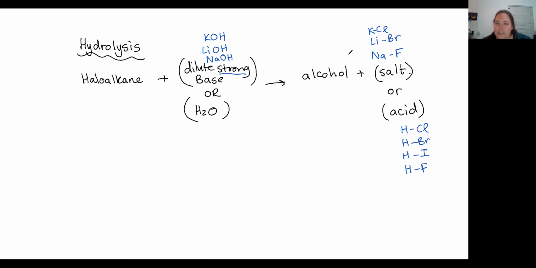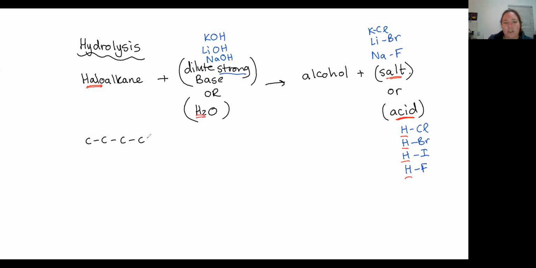So the idea is what salt you produce or what acid you produce depends on which halogen you had in your haloalkane. Also, if you used water to begin with, you will end up with an acid because that's where the hydrogen comes from. Okay, so this is a rather complicated way to explain it, but those are pretty much your options. So this could be the haloalkane that we made in our previous reaction.